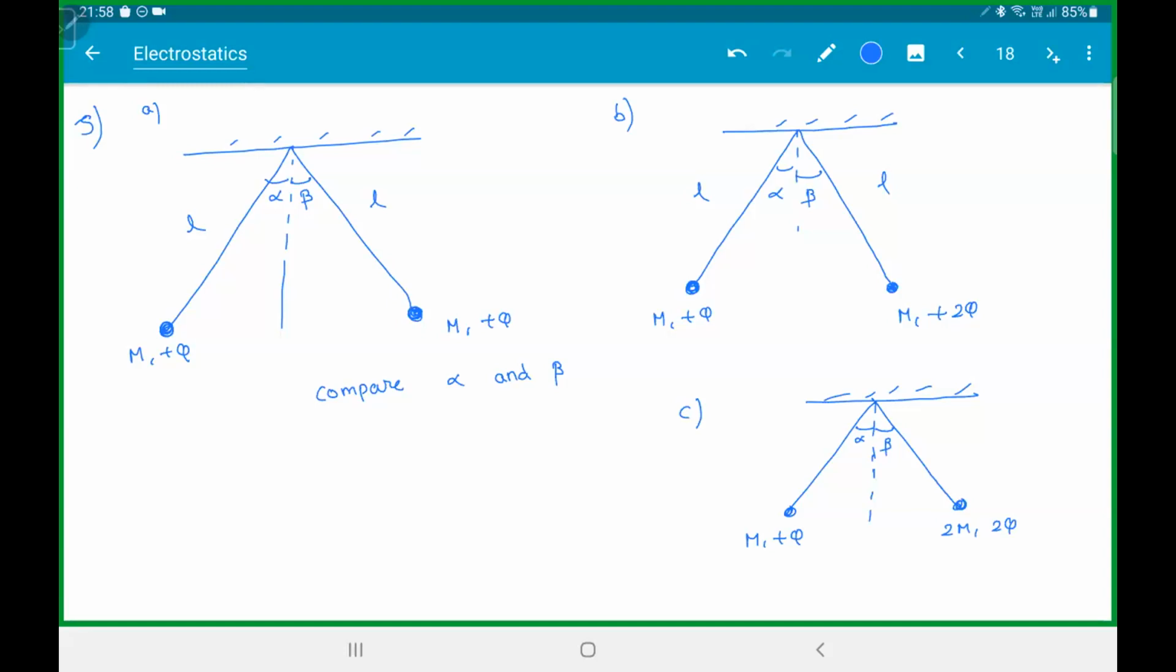I hope the question was clear. In each problem, I'm asking who is greater, alpha or beta. So first problem is who is greater. Second problem is who is greater. Third problem is who is greater. So three different questions.